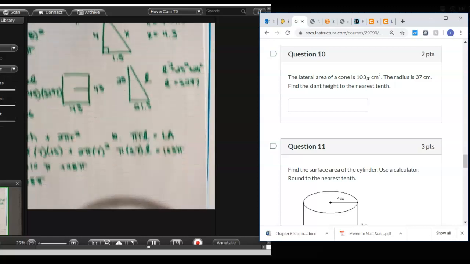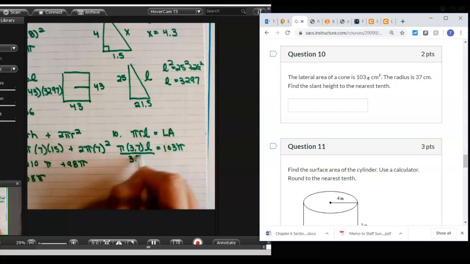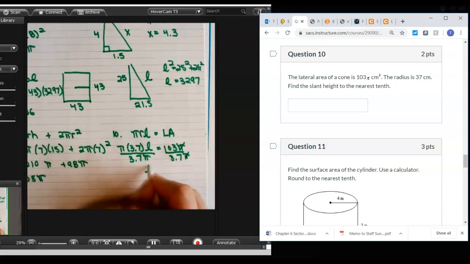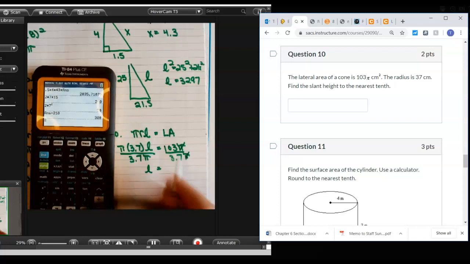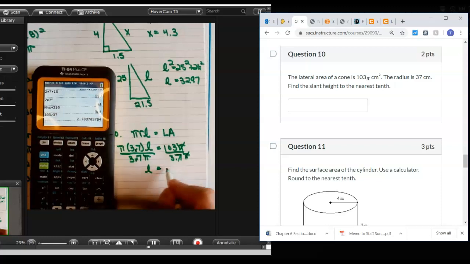So I'm back to some Algebra 1. I need to solve for L. I'm going to divide by 3.7 pi. So those pi's cancel out. And I don't know why I put 3.7. It's actually 37. So 103 divided by 37. And I end up with a slant height of 2.8.